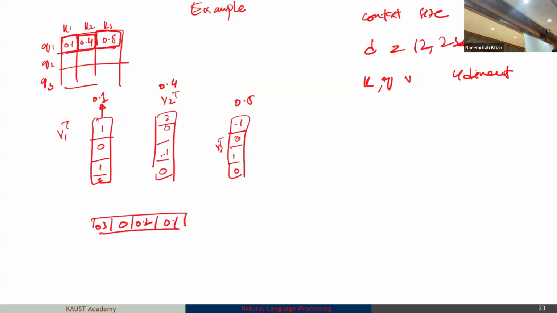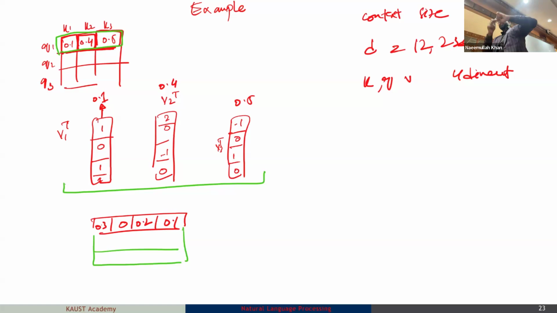I've just done the dot product of the first row of my attention matrix with the V matrix. I will do it for the second row and the third row. And this basically will give me a matrix which will tell me how much I have to change my embedding in this 4-dimensional space, which is a subspace of the 12,228 dimensional space. Everybody is with me?